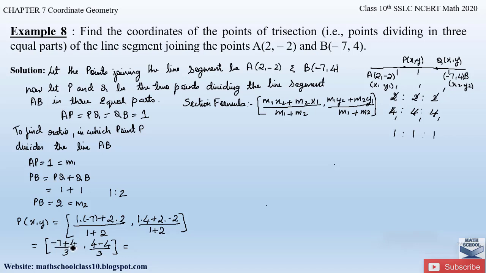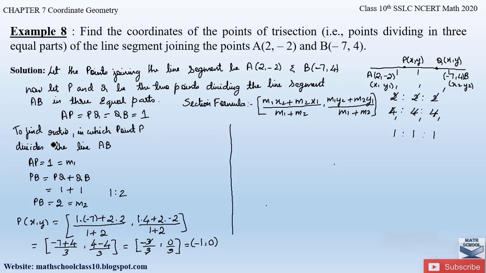Simplifying, what is minus 7 plus 4? It is minus 3. We have to subtract with a greater number sign, divided by 3, and 4 minus 4 is 0 divided by 3. So this 3 and 3 will get cancelled, and so we will be left with minus 1 comma anything divided by 0 will be 0. So the coordinate of point P which we have obtained here is minus 1 comma 0.